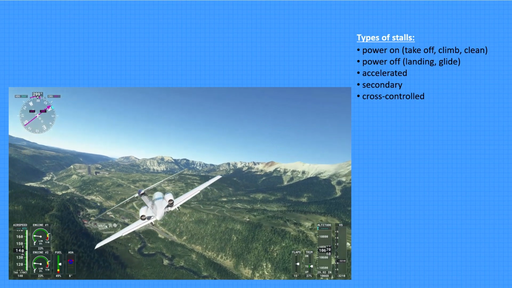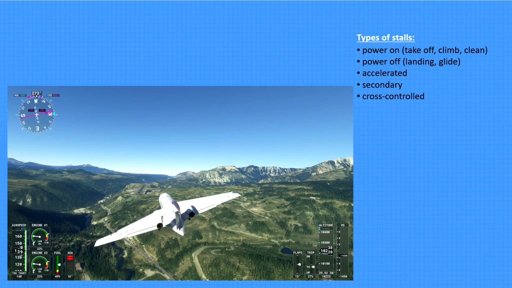Consider the following scenario. You're turning from base to final and overshoot the center line. This can happen if you're too close on the downwind leg when the wind is down the runway, or when a strong crosswind is also a tailwind on base. This Citation, turning onto final at Telluride, Colorado, is moments away from a fatal cross-controlled stall and crash. Fortunately, this is just a simulation. We'll come back to it in a moment.